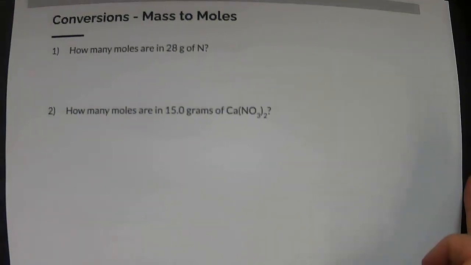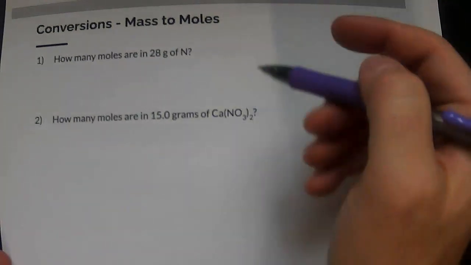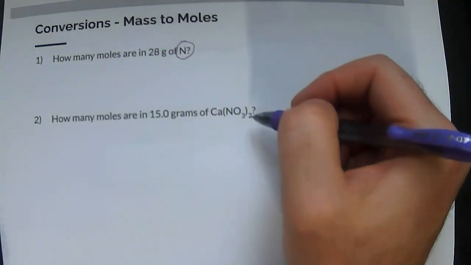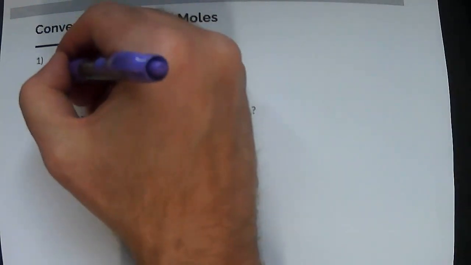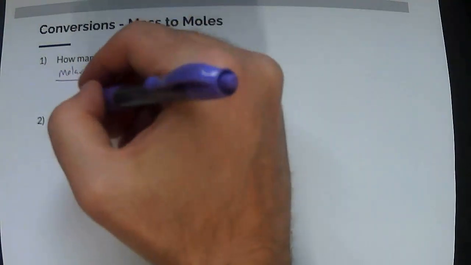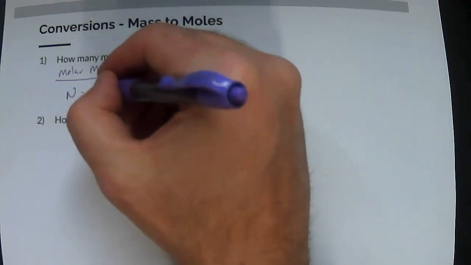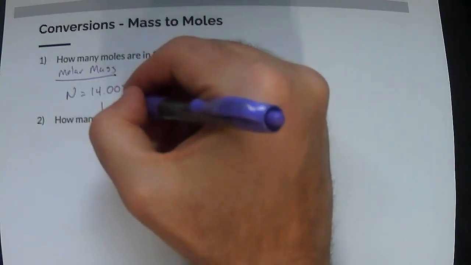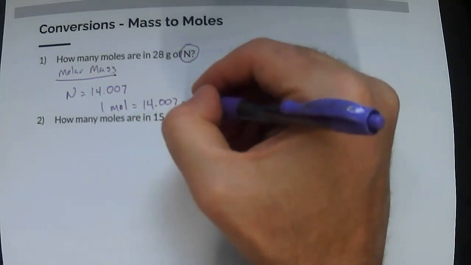So let's try this. We're going to convert mass to moles. So here, notice we're not given a molar mass. So before we start, we have to calculate molar mass. So I'm going to do that first. Molar mass. So I'm going to say N. This is just an element, so we just have to look in the periodic table and get 14.007. And so that means that 1 mole of N is equal to 14.007 grams.